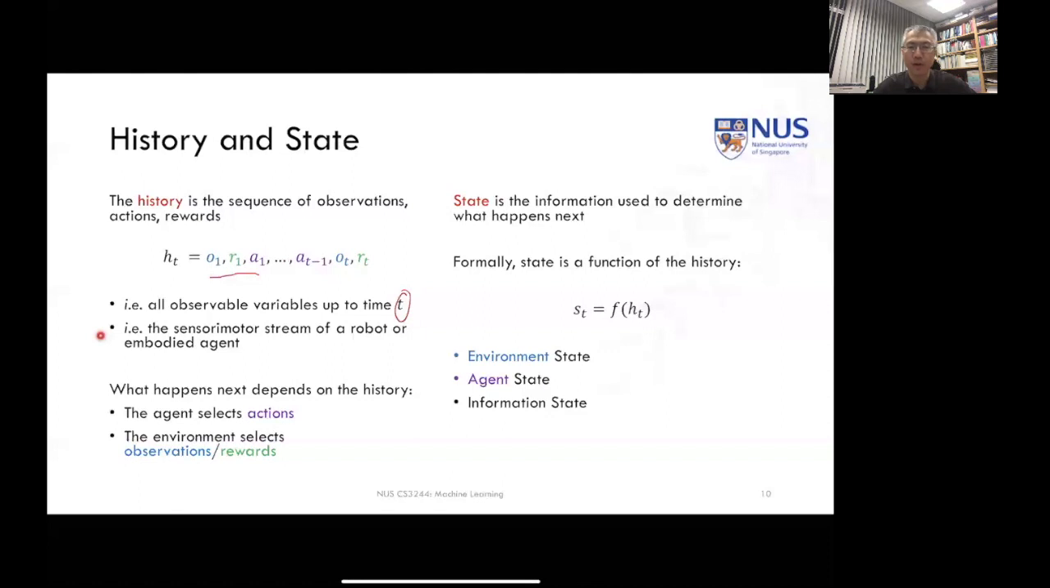Okay, so what happens next, we can say, is dependent on the types of history that's encoded, right? So the history at a particular time step is all of the information up to that particular time step. And based on everything up to this point, we are going to make a selection of a particular action from a set of actions. And then the environment gets a chance to select from its large state space what types of observation and rewards it gets to give back to us.